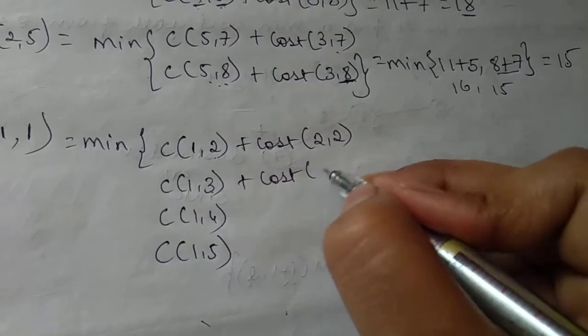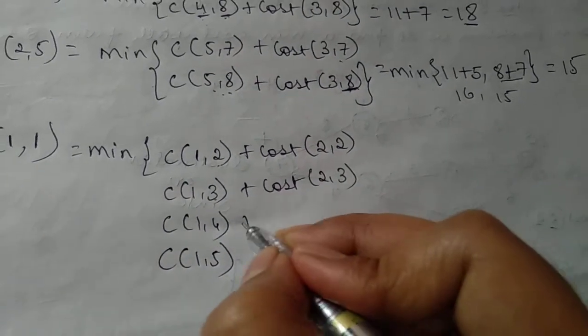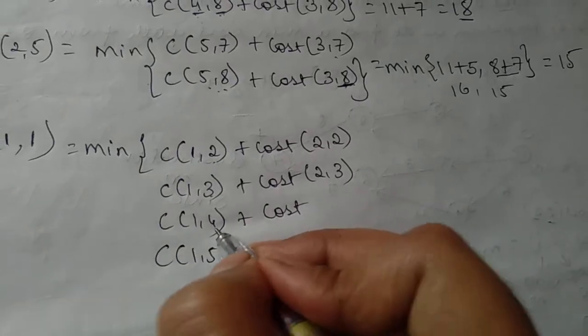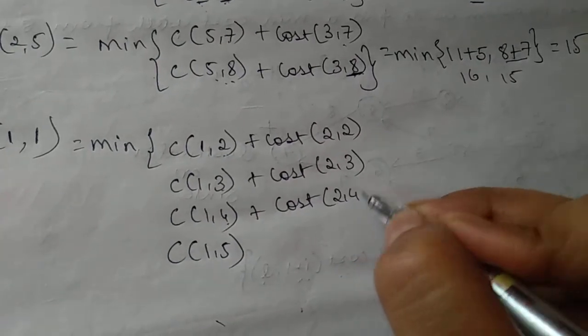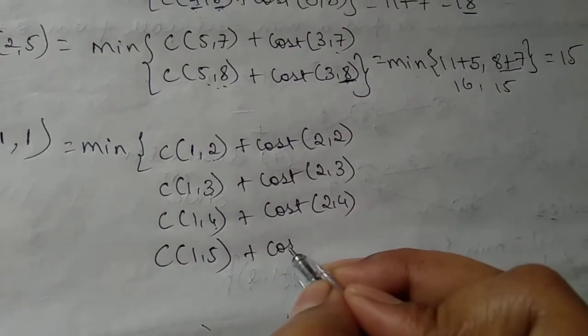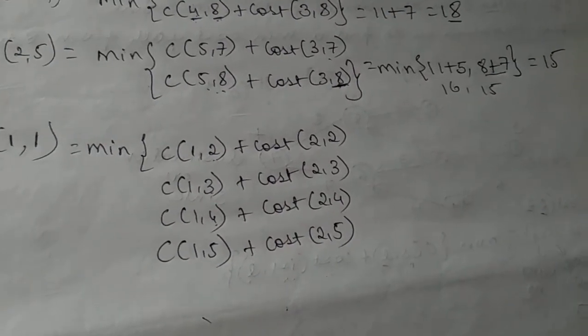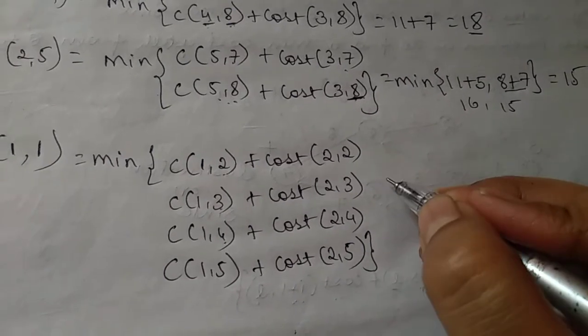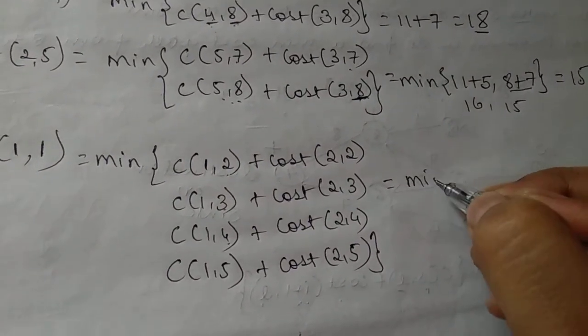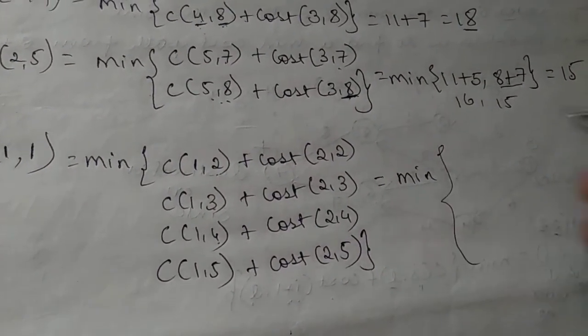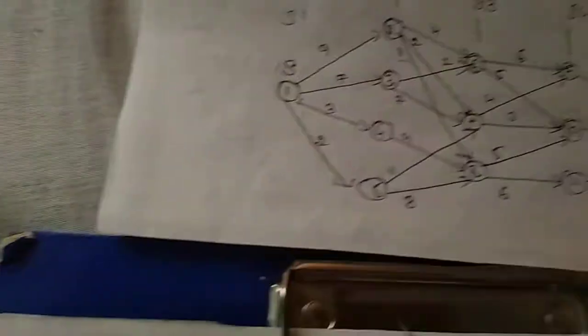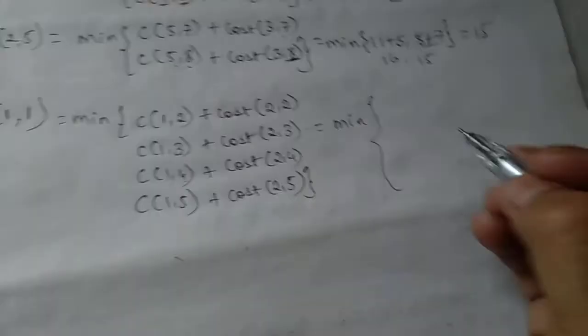Cost of 3 which is present in stage 2. Cost of 4 which is present in stage 2. Cost of 5 which is present in stage 2. Okay, now I'll take the min for first 1 to 2. What is the value? It is 9.